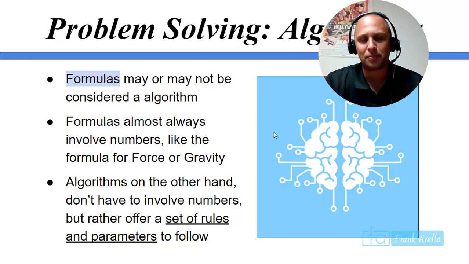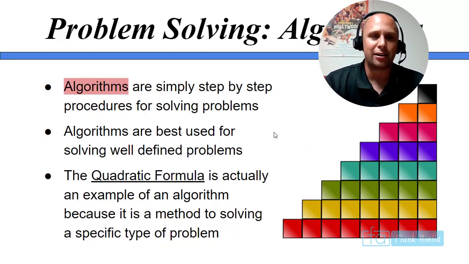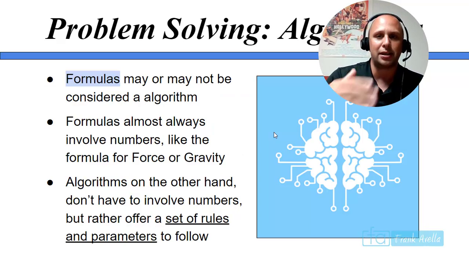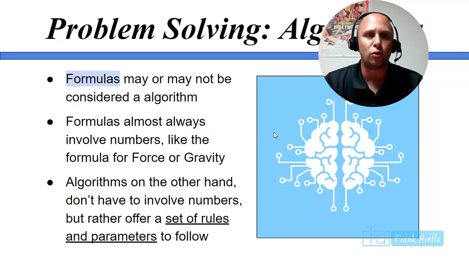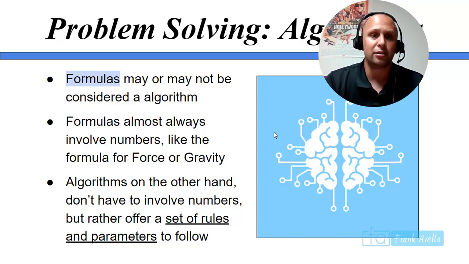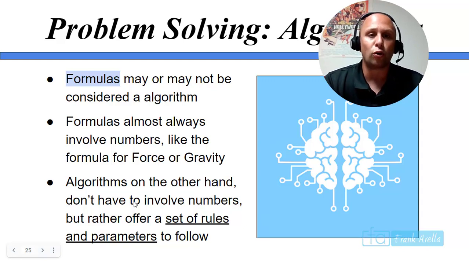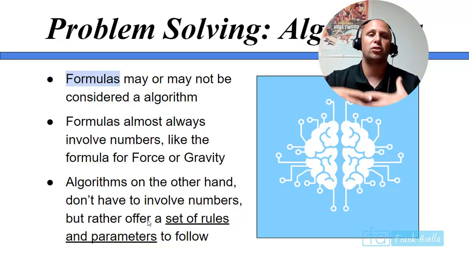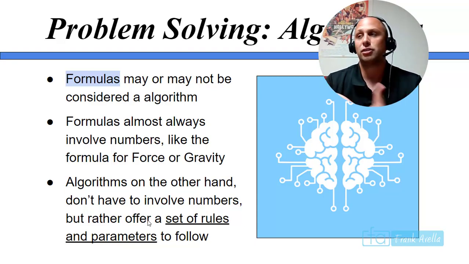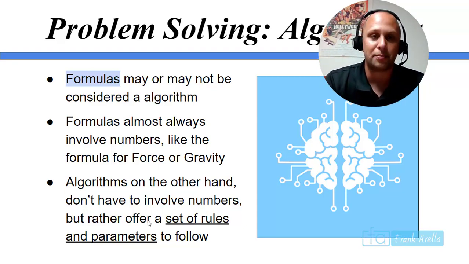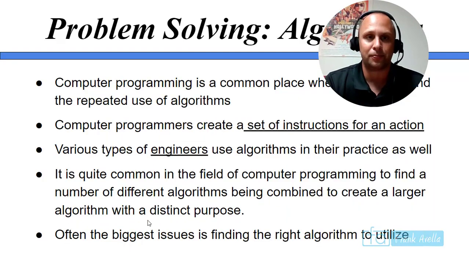Formulas may or may not be considered an algorithm. So, I put that there, but it's close enough, right? So formulas almost always involve numbers. For example, the force of gravity. Algorithms, on the other hand, don't always have to involve numbers, but they can be a set of rules or parameters to follow. So they're a little different, but still somewhat similar, right? So an algorithm is just a set of rules to follow to solve a specific type of problem, right? I mentioned earlier it's for well-defined problems.